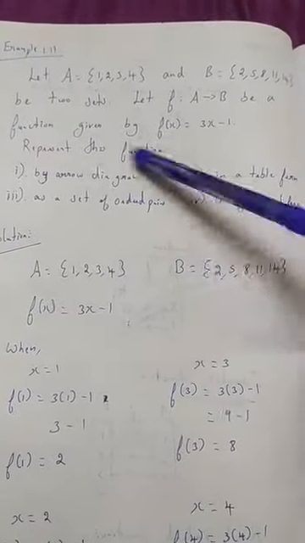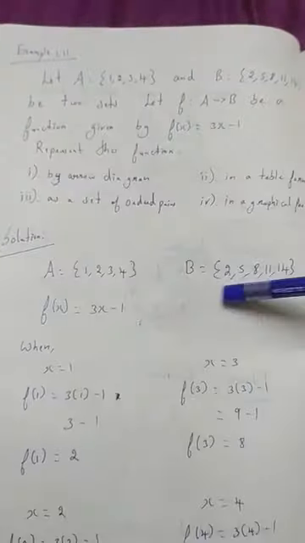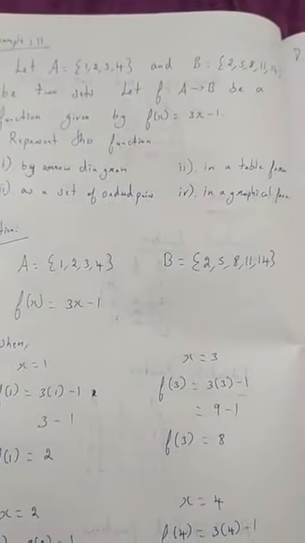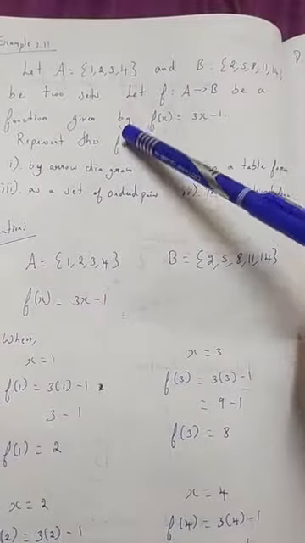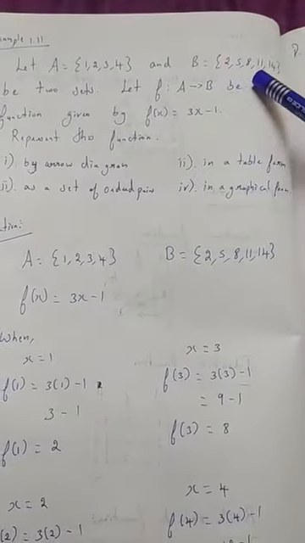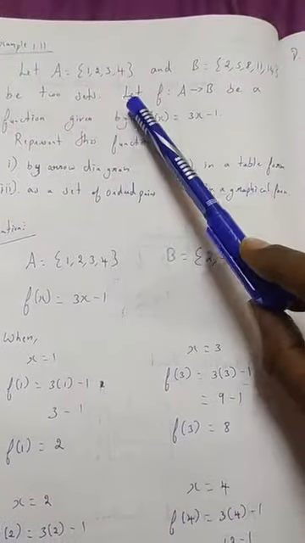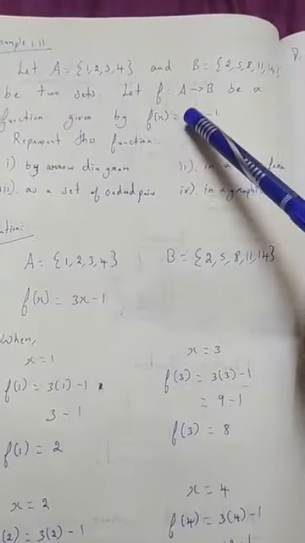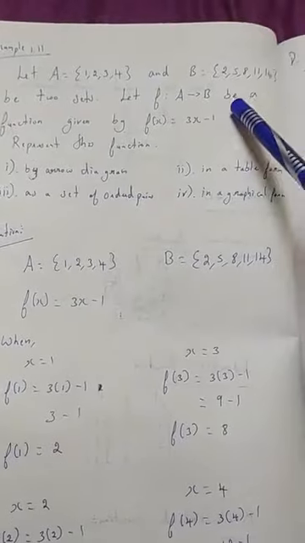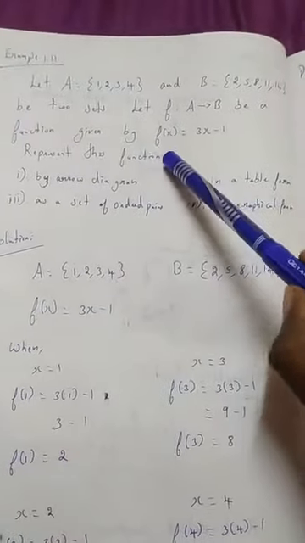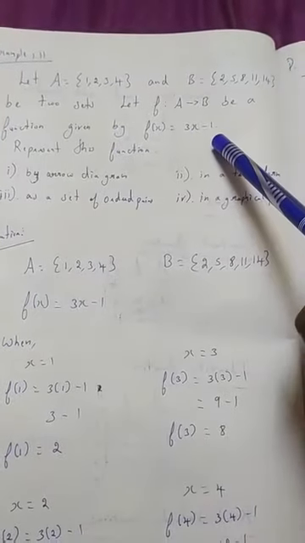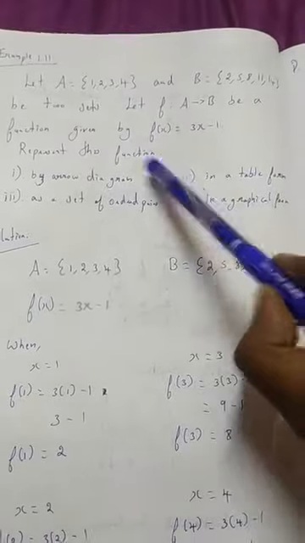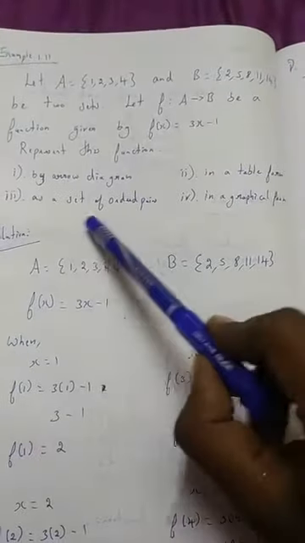Hello students, example 1.11. Let A = {1, 2, 3, 4} and B = {2, 5, 8, 11, 14} be two sets. Let f: A → B be a function given by f(x) = 3x − 1. Represent the function by an arrow diagram, in a table form, as a set of ordered pairs, and in a graphical form.